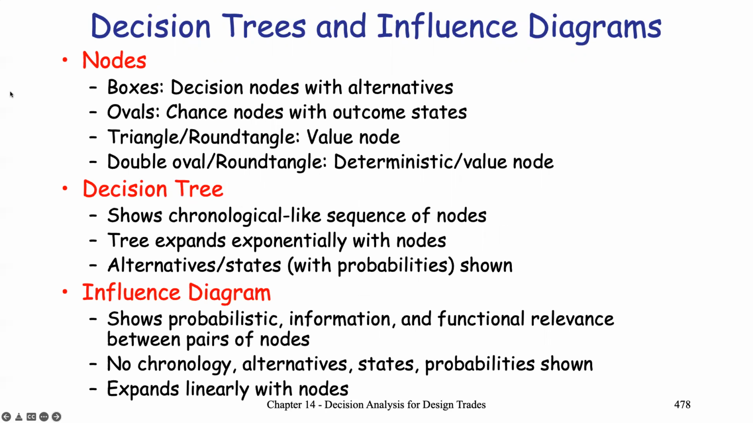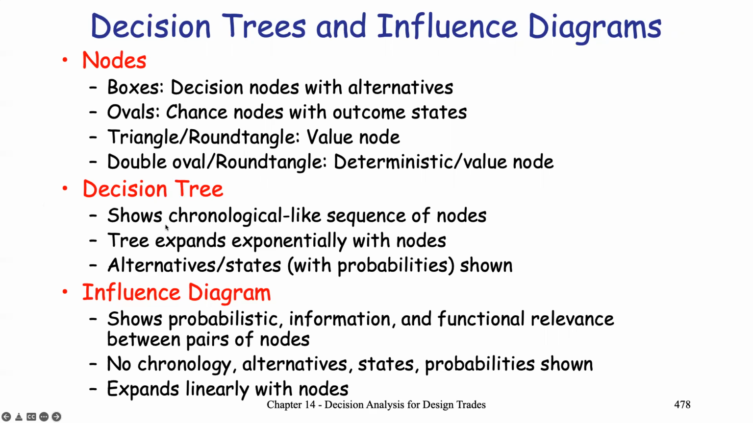We'll talk a little bit about decision trees and influence diagrams. For nodes, we have the syntax: boxes are decision nodes with alternatives, ovals are chance nodes with outcome states, rounded triangles are value nodes, and double oval rounded rectangles are deterministic value nodes. And we'll see some examples in the following slides.